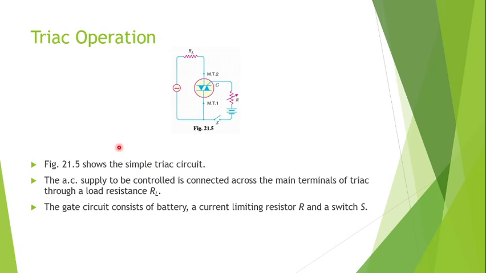Now let us see the operation of TRIAC. So this is a simple circuit where this AC supply is connected across the main terminals MT2 and MT1 of the TRIAC through a load resistor RL. So load, power supply and TRIAC. Now this gate circuit consists of a battery, a switch and a current limiting resistor. So this makes the circuit for the gate.